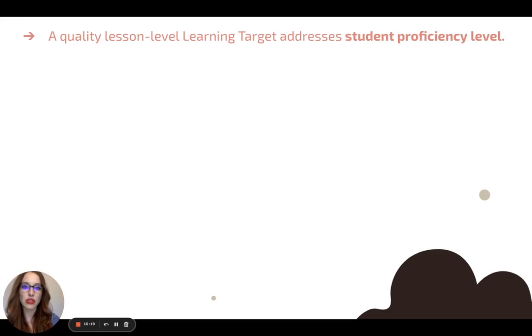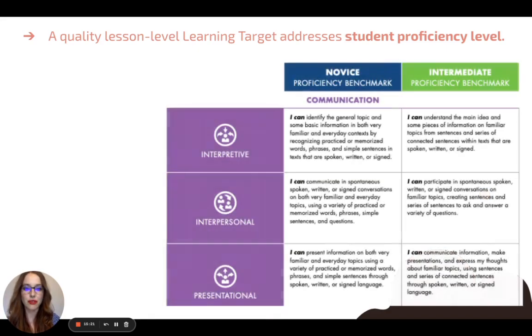A quality lesson level learning target addresses student proficiency level. So if I'm doing interpretive, I definitely want to make sure that I'm giving my students something that they can understand at the level where they are. So simple sentences if it's a novice student, a little bit bigger series of connected sentences for the intermediate, I can show them more. I want to be giving them something that's at their level, maybe encouraging them to level up if we're in the interpersonal, adding some more detail. But I need to know where they are so that I give them something they can comprehend.